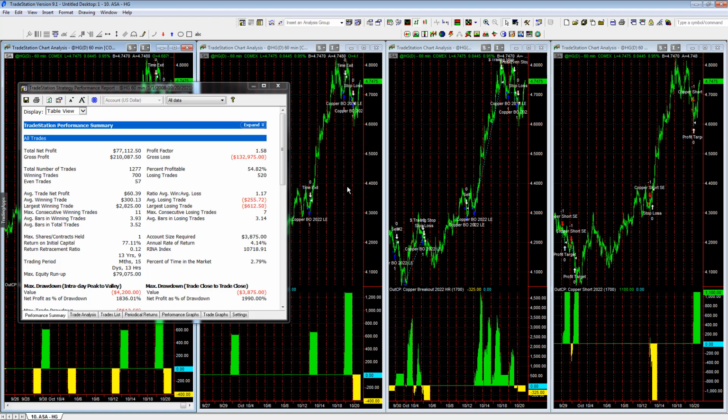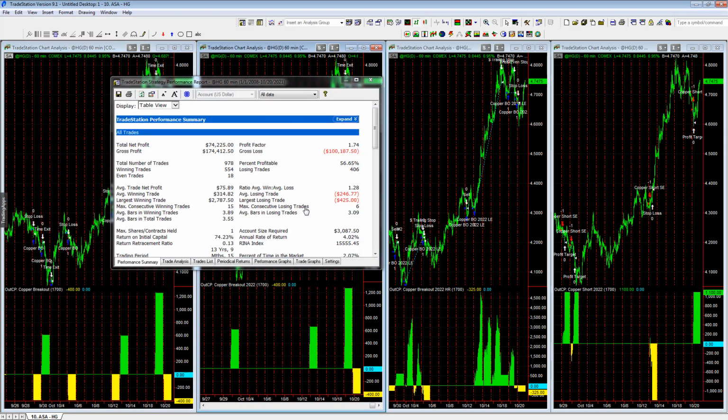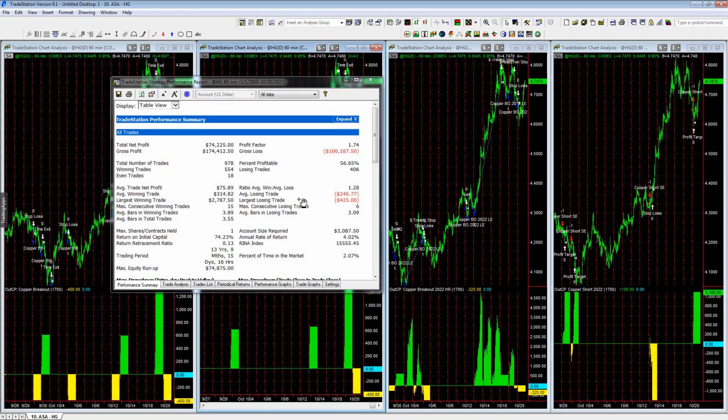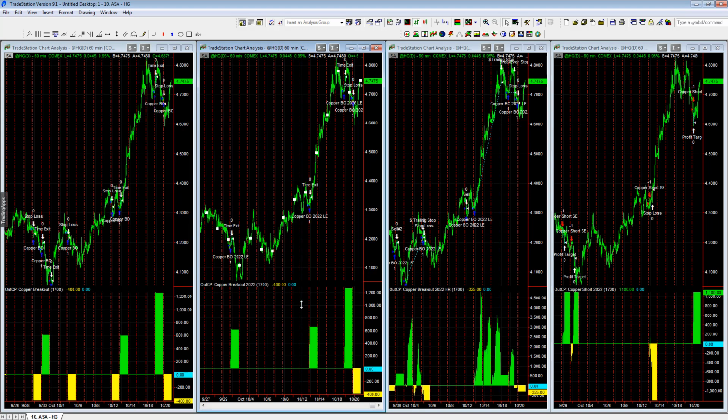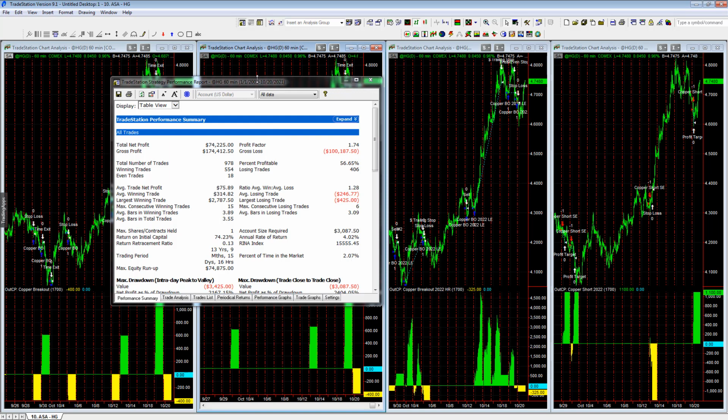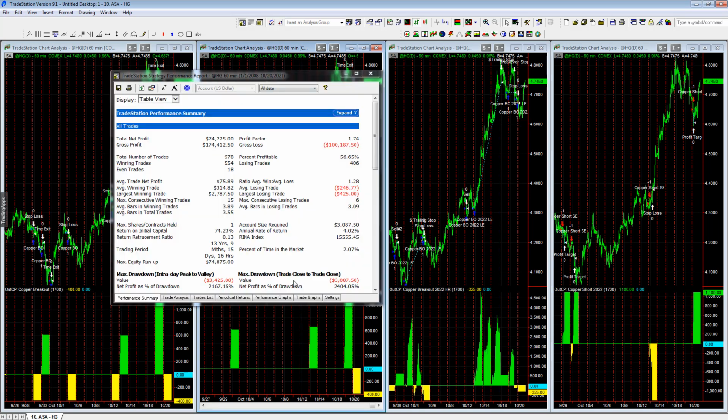It's a little small. And so we have an update here, copper breakout 2022. It has a limit order. It also has one additional proprietary rule, and we are looking at 2404, a boost of average trade profit of $15. We're not requiring the limit order to trade through. If you require the limit order to trade through, this will go down, but your slippage would also go down.